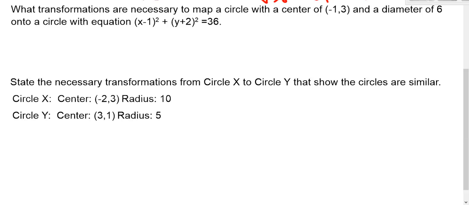So here we have a circle with center -1, 3, and a diameter of 6. So if the diameter is 6, that means the radius is half of that, so the radius is 3. Then we have another circle that has a center of, change the sign, you get 1, change the sign, -2, and the radius, r squared is 36, so r is 6.